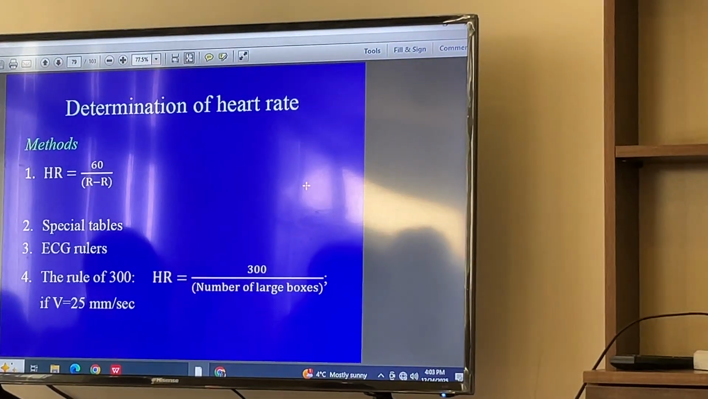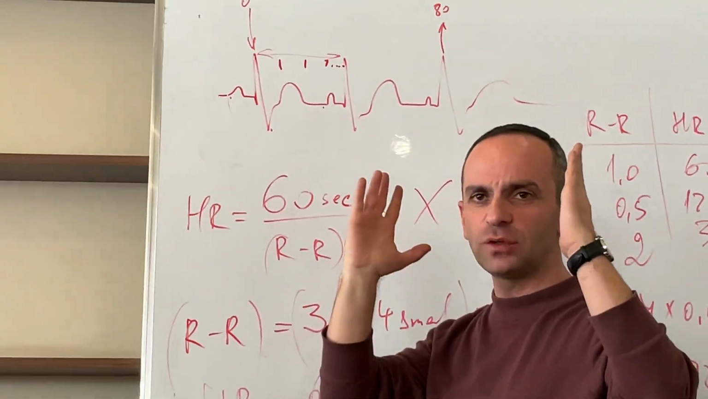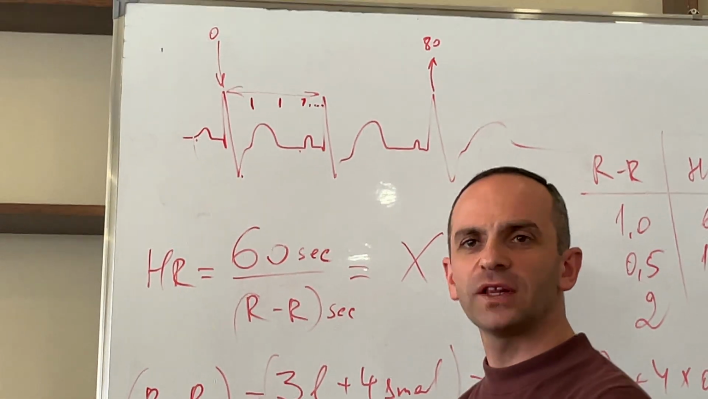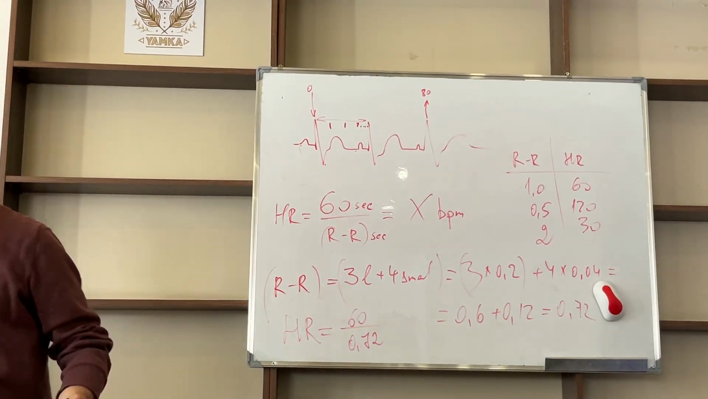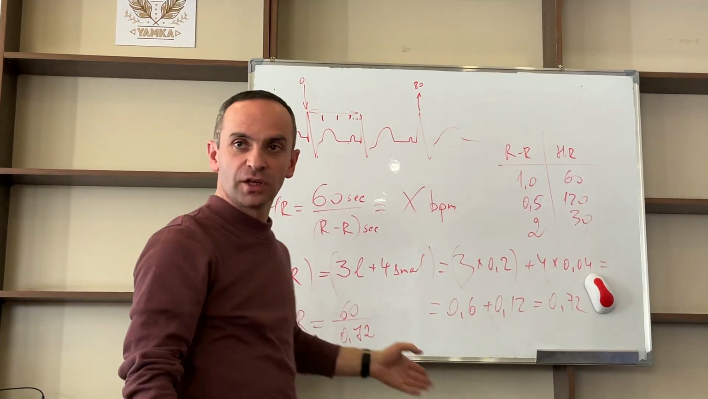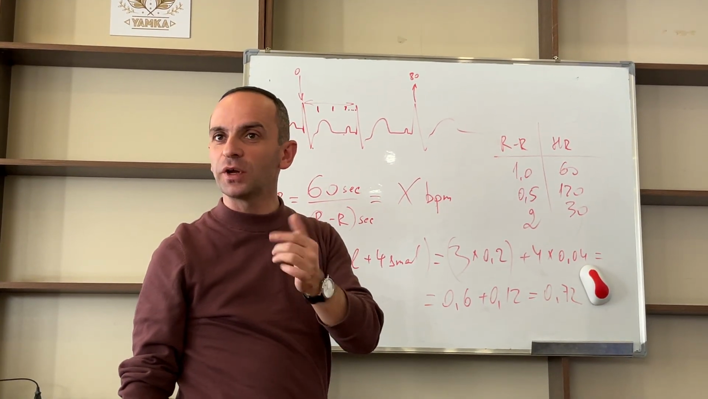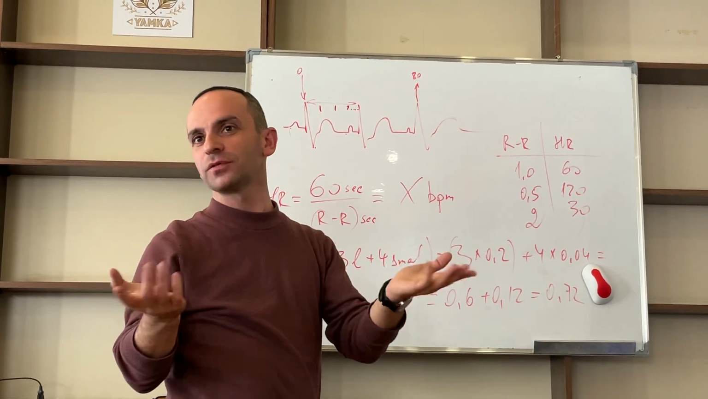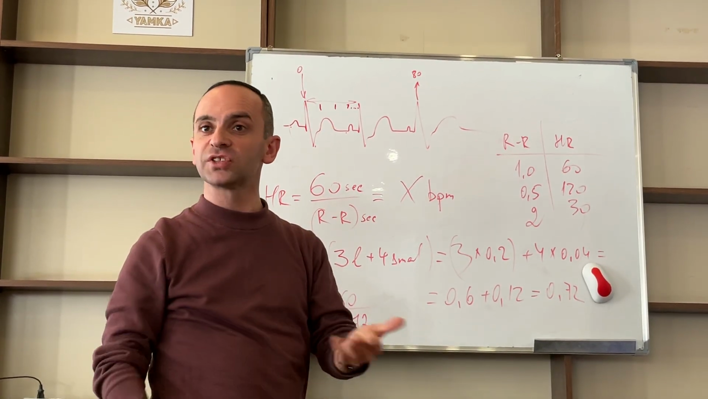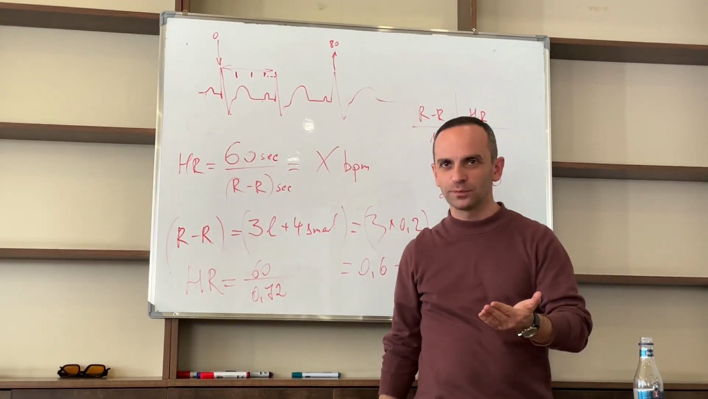Large boxes, exactly. Imagine that here I have 1, 2, 3, 4 large boxes. 300 over 4, I'll get 75 beats per minute. That's why I said we may get something like 75, because it's very close. Look, 4 small is approximately the same as 5 small, and 5 small is 1 large. 3 large I get, 1 large more, 4. 300 over 4, 75 beats per minute. This is an operation which we do daily.